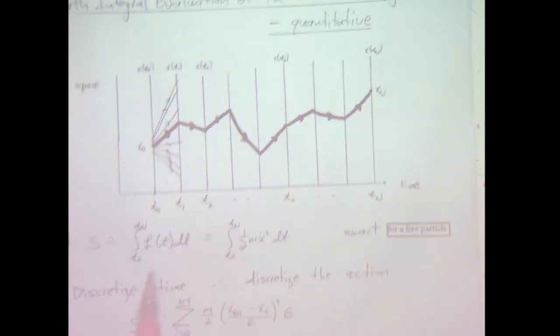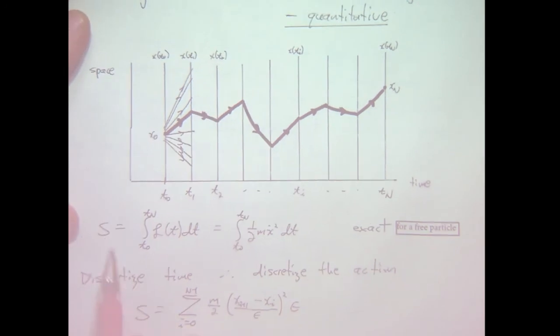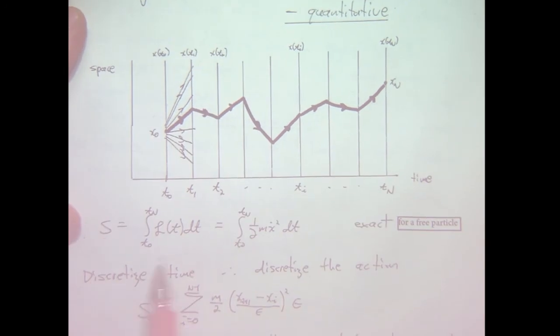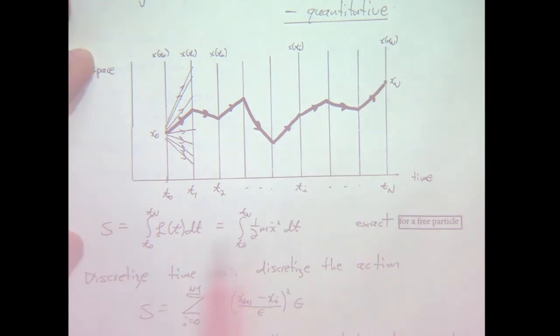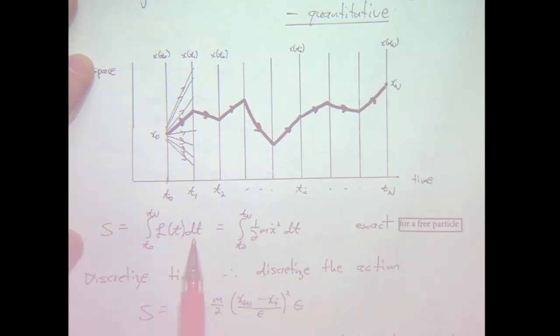And then the Lagrangian, the exact expression for the action, is the integral from T0 up to Tn of the Lagrangian dt, and for the free particle it's just half m x dot squared. That's the Lagrangian. That's the exact.